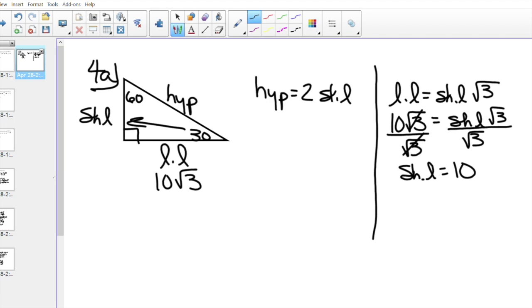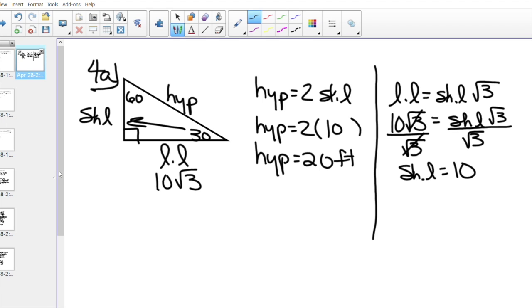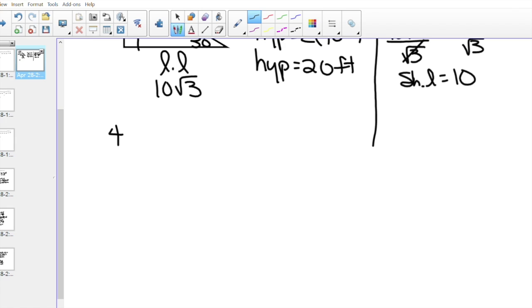But our objective is to determine the hypotenuse. So over here we write the hypotenuse equals 2 times the shorter leg. But the shorter leg is 10. So the hypotenuse is 20. And of course it says feet here. Now that's how you would do 4A. Now let's talk about 4B.